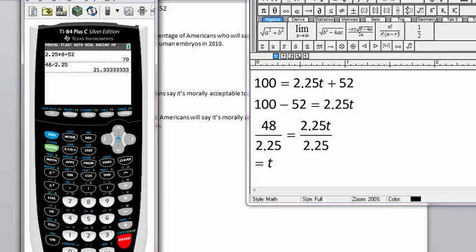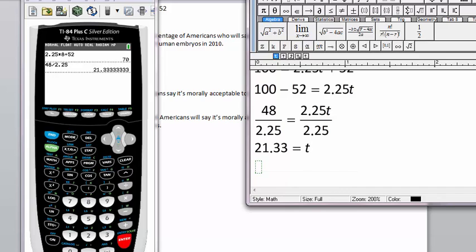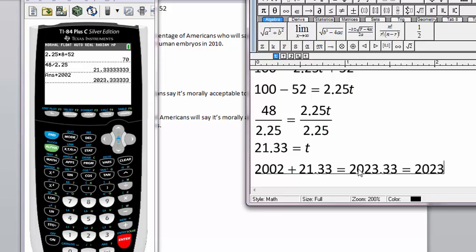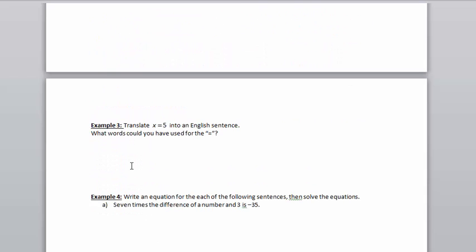So we get 21.33. Since this is a year value, we're going to need to add that value onto our starting year, which was 2002, which will give us the year 2023.33, or sometime during the year 2023. We predict that in 2023, 100% or all of Americans will say that it's morally acceptable to use stem cells during research. In the next example, we're going to translate algebraic expressions into English sentences.